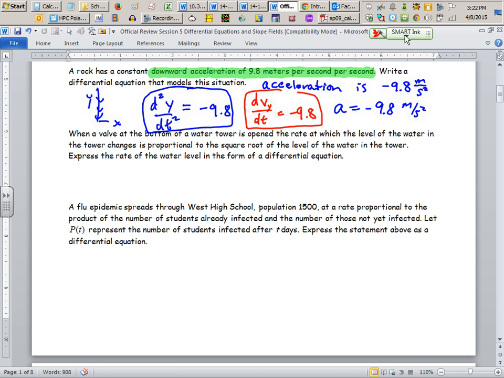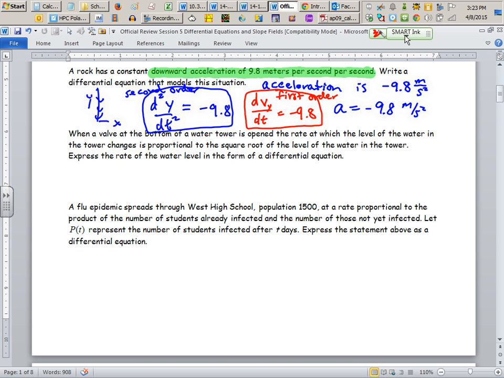They didn't say if they wanted us to write a second order or a first order answer. They did not clarify that. In the first equation, if you wanted to solve for y, you would need to integrate 2 times. In the second equation, if you wanted to solve for v sub y, you only need to integrate once. Okay? Let's look at the next one.